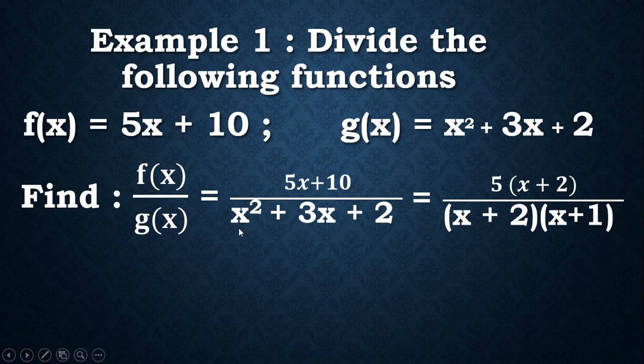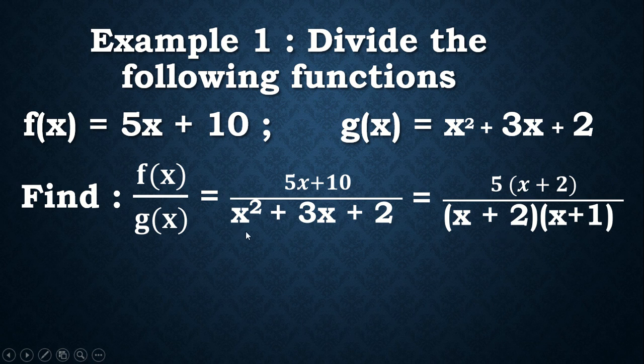And then in our general trinomial, or the g of x in our denominator, we have to find two numbers that can be multiplied, and the outcome will be 2. And if we add those numbers, the outcome will be the middle term, which is 3. And we have the factors: the quantity of x plus 2 times the quantity of x plus 1.